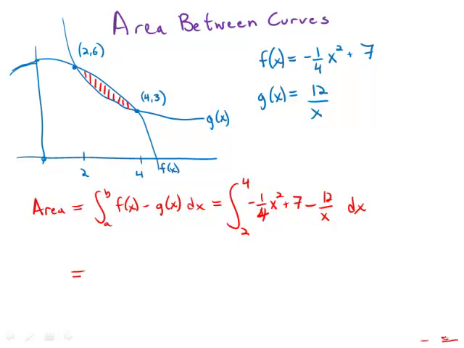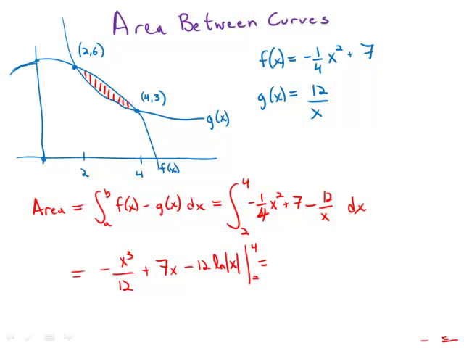So the antiderivative of x squared is x cubed over 3. So combined with the negative 1/4, that's negative x cubed over 12 plus 7x minus 12 times the antiderivative of 1 over x, which is log of absolute value of x. So all this evaluated at 2 and 4.